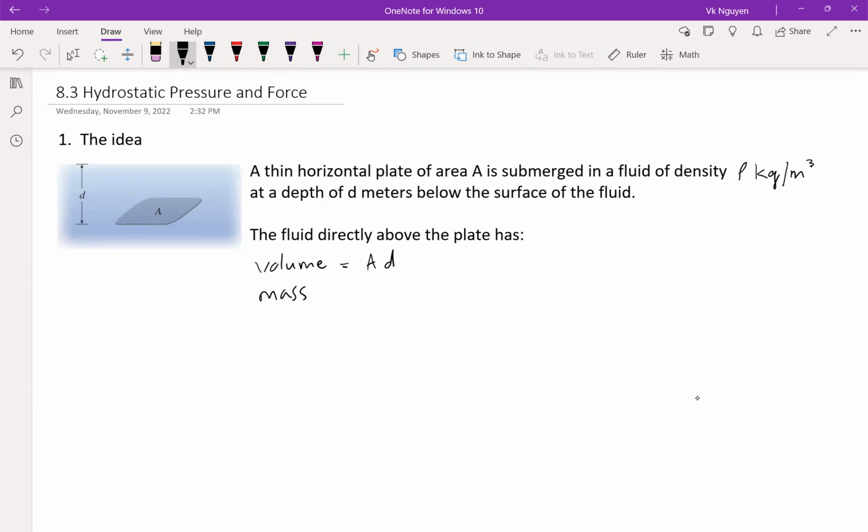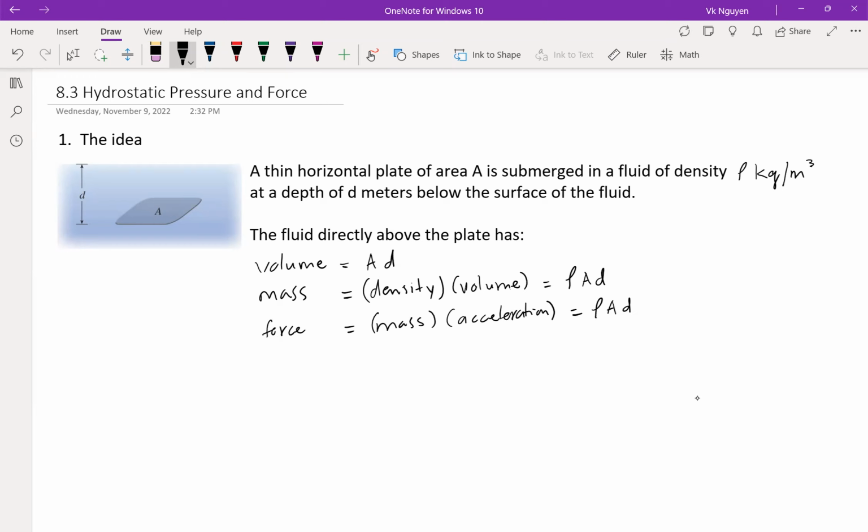Mass is density times volume, which is rho A d. Force, which is mass multiplied by the gravitational acceleration. Mass is rho A d. The gravitational acceleration is g. Very cool formula.